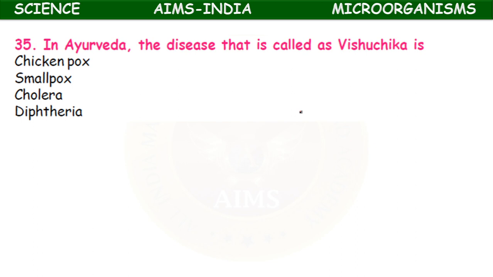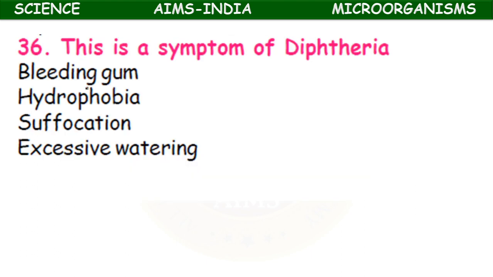In Ayurveda, the disease that is called Vishuchika is chickenpox, smallpox, cholera, or diphtheria. Cholera is called Vishuchika. This is a symptom of diphtheria: bleeding gum, hydrophobia, suffocation, excessive watering. Diphtheria is related to respiration, an infection of the lungs. So, suffocation is the main symptom of diphtheria.